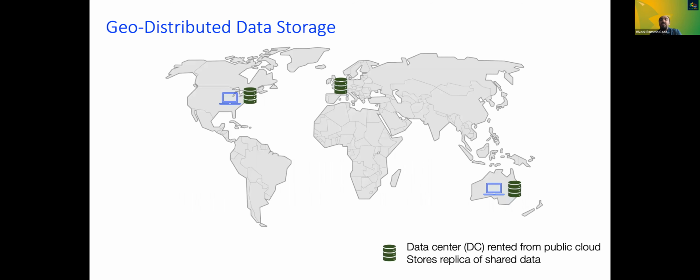Consider a web application that simultaneously serves users in the USA, where I am currently, and users in Australia, where many of you are in the conference. Such applications generally have some shared variables that they need to access, and they often rent data centers from a public cloud to store and access these variables.